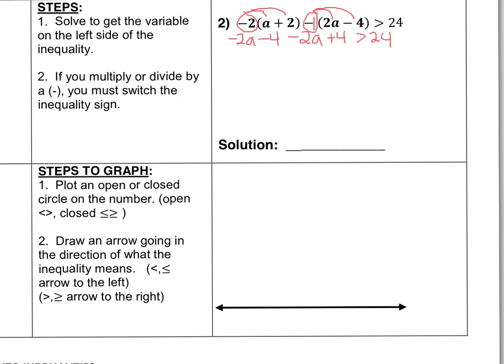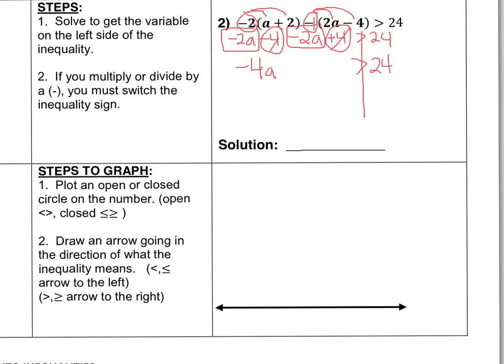Okay, so we're going to go ahead and draw our line, and we're going to simplify this. You want to look for your like terms, collect your like terms. So we have a negative 2a and a minus 2a here, so negative 2a minus 2a, don't say that that's 0, that's going to be negative 4a. And then negative 4 plus 4, now that's 0, so those cancel. And so we still have greater than 24.